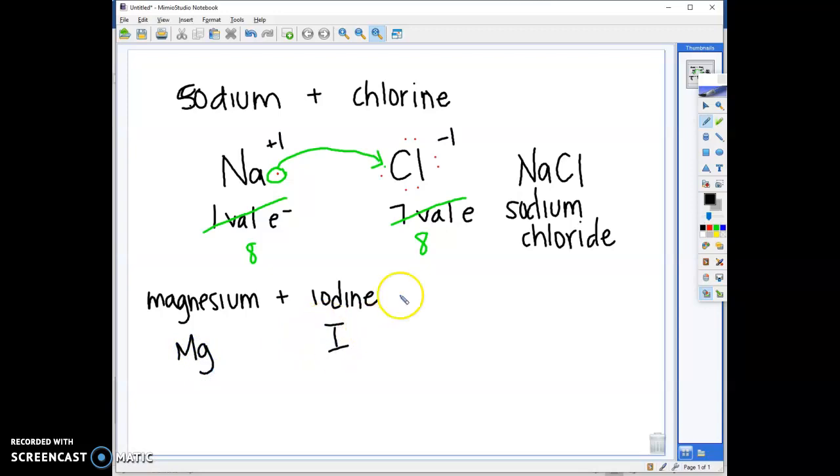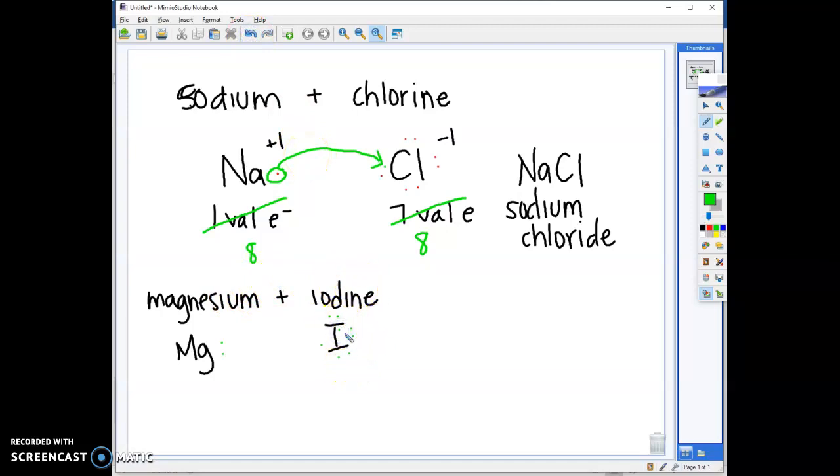Magnesium is in group 2, so I know that it's going to have 2 valence electrons. So I'm going to put those right there. And then, oops, didn't mean to draw all those other little dots right there. And then iodine is in group 17, so it has 7, just like chlorine. So I'll start here, 1, 2, 3, 4, 5, 6, 7. Now this time we see that magnesium has 2, iodine has 7.